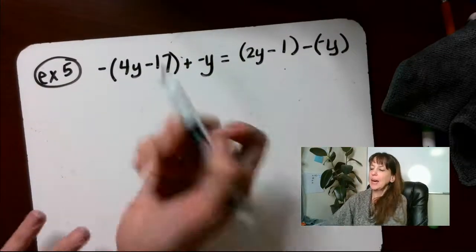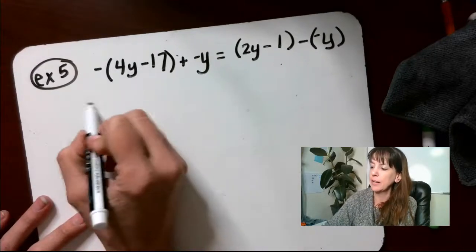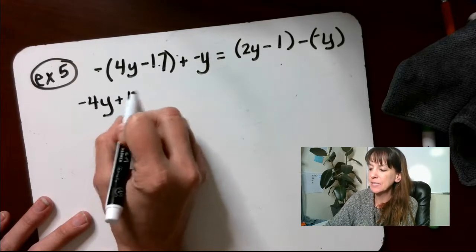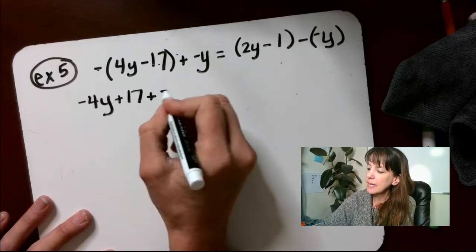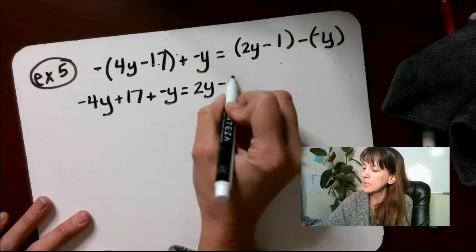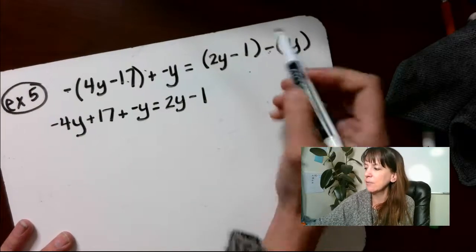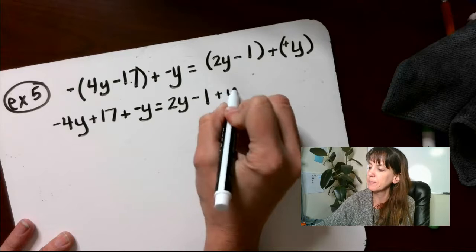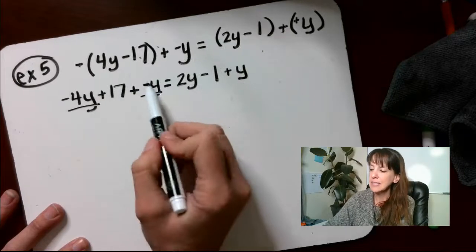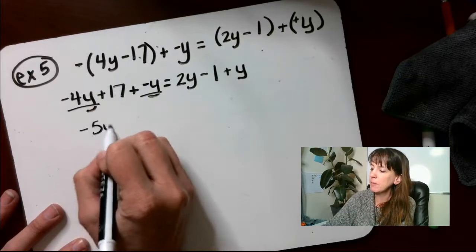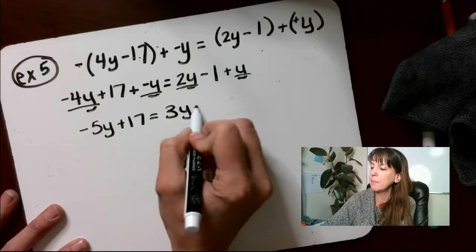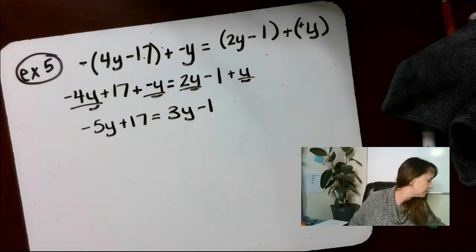Okay, so again, we have a negative 1 in front here, so we want to distribute that out. We're going to get negative 4y, and then a negative times a negative is going to give us positive 17, okay? Plus negative y equals, this we can just take out because there's nothing we have to distribute, 2y minus 1. Now a negative, so minus a negative, we add the opposite there, we would have plus y. Again, we want to combine like terms before we go moving things around. Let's combine this and this. That's a 1 in front there, so that's going to be negative 5y plus 17 equals, and then I can combine this and this to get 3y minus 1.